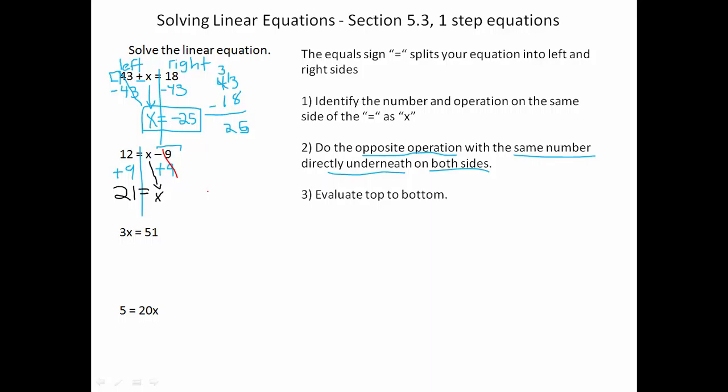As long as you have x alone on one side of the equal sign and a number on the other, you've got your final answer. It does not matter which side x is on. So 21 would be my answer here.